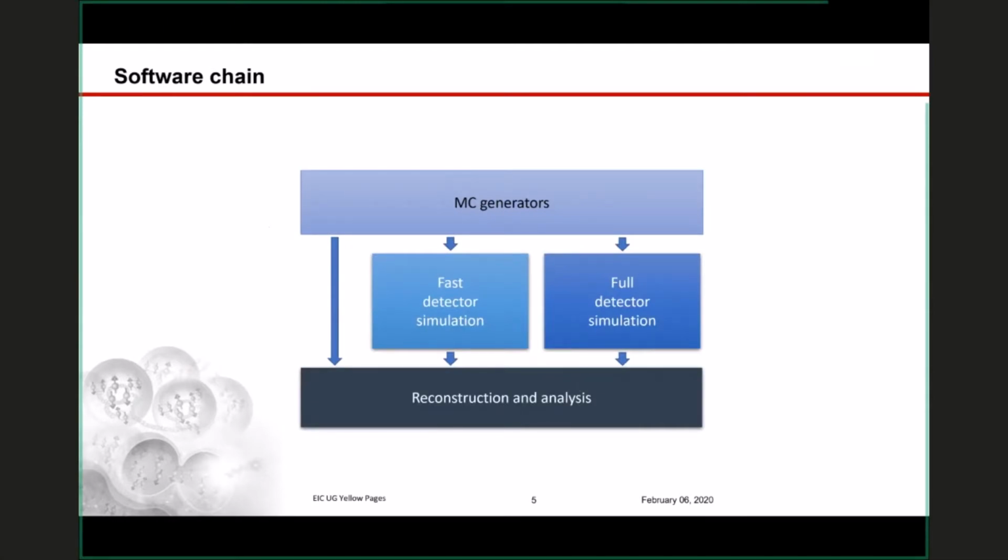Let's actually proceed with what software we have for this Docker image and what's happening. So here's the most simplistic diagram of the simulation software stack. On top we have Monte Carlo generators, and on the bottom we have reconstruction and analysis. And this arrow on the left shows that sometimes you just want to process the outputs of the generator, analyze it, and that's everything you want. But then you certainly need some kind of fast detector simulation, so smearing, and finally a full detector simulation. So as you can guess, this tutorial centers on this part.